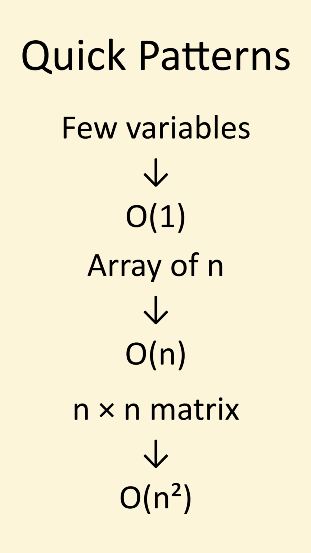As a quick guide, constant extra storage gives big O of 1. An array of n elements gives big O of n. And an n by n matrix gives a big O of n squared.